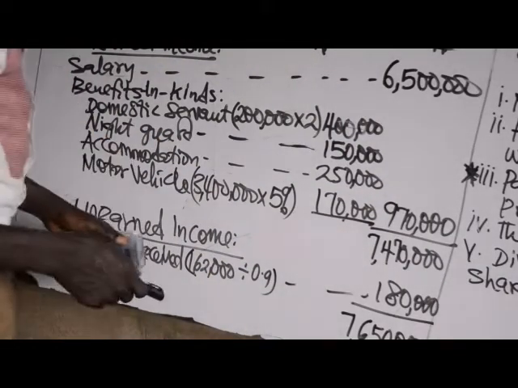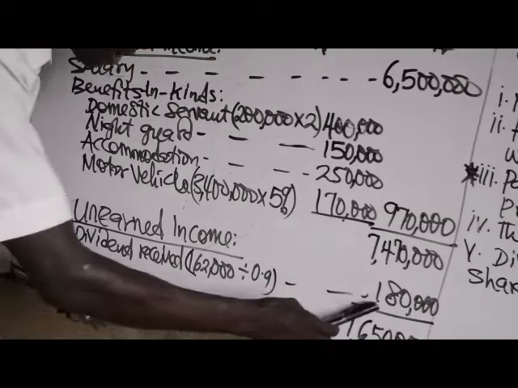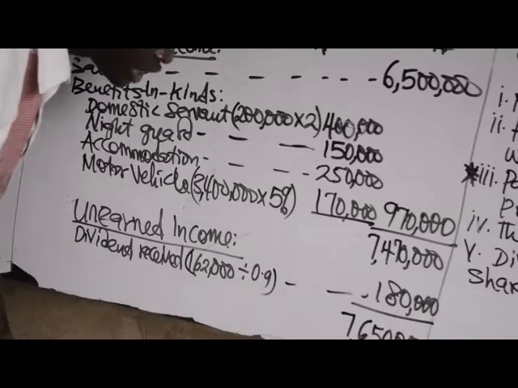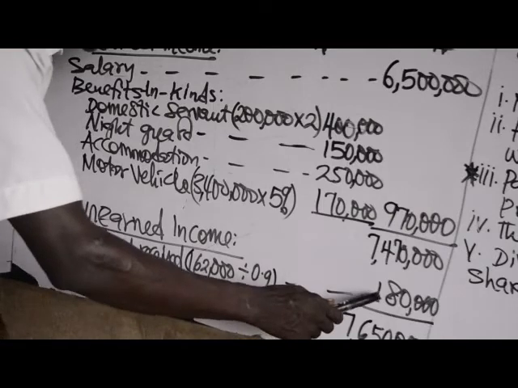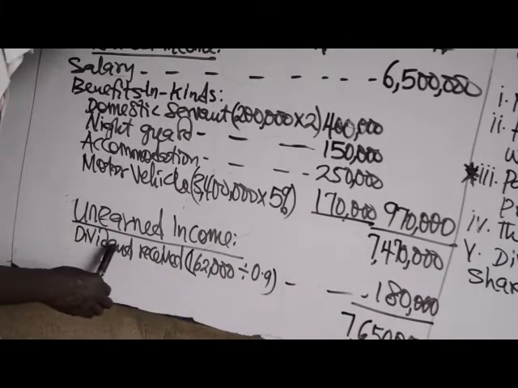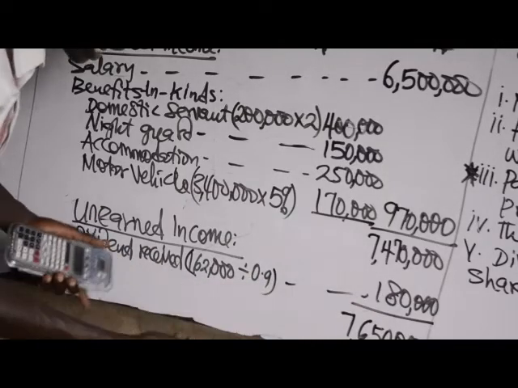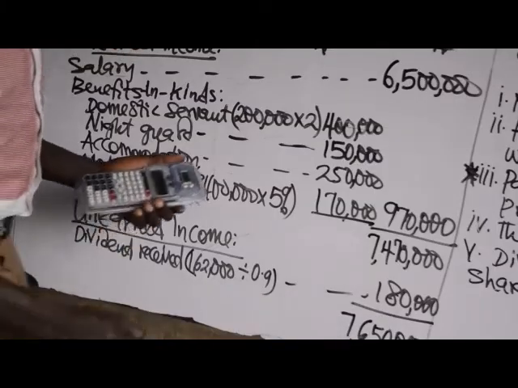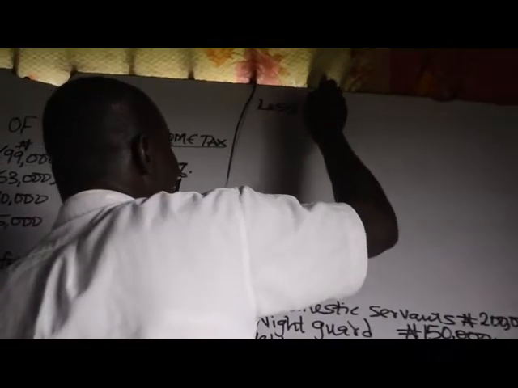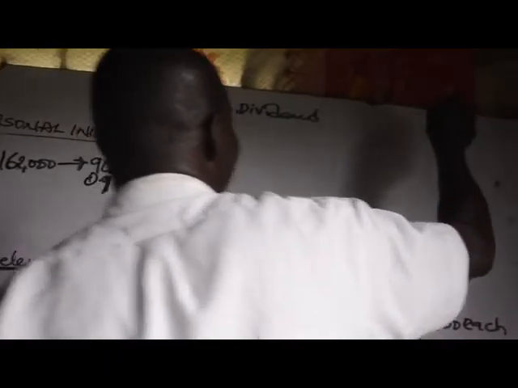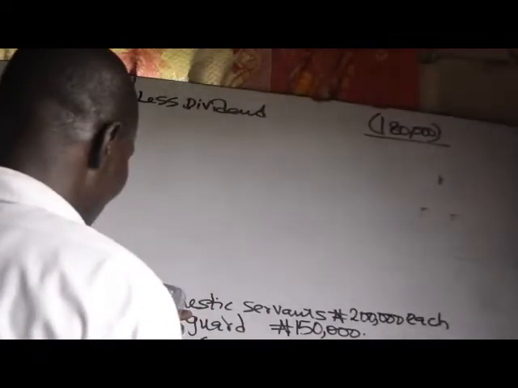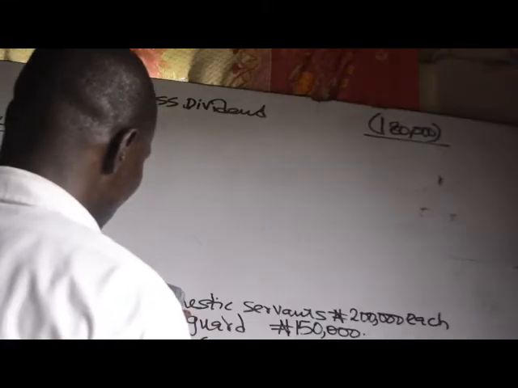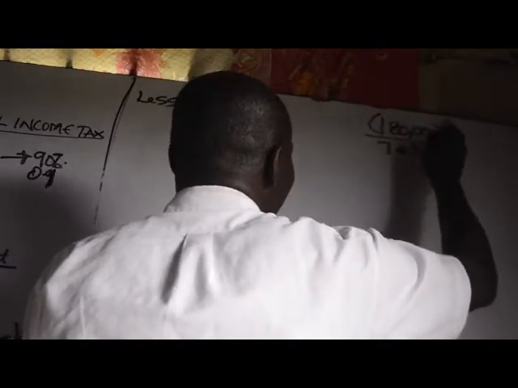Now, since withholding tax has been deducted on the dividend, the current tax regime requires that the withholding tax should be the final tax on that income. Since withholding tax has been deducted, that should be regarded as the final tax. Therefore, we are going to subtract the 180,000. So now, less dividend. The reason for deducting the dividend is because it has been taxed, and that withholding tax will be regarded as the final tax on the dividend. So if you subtract the 180,000, then you'll be left with 7,470,000.